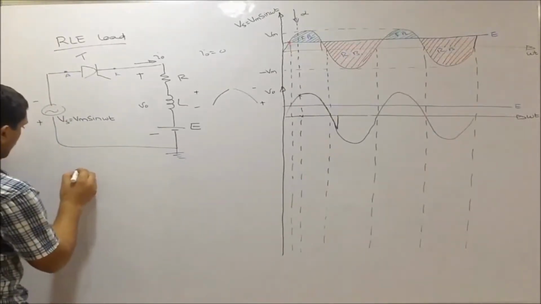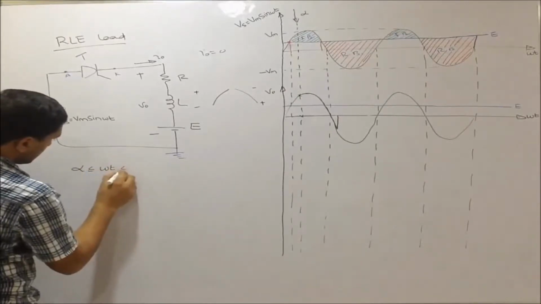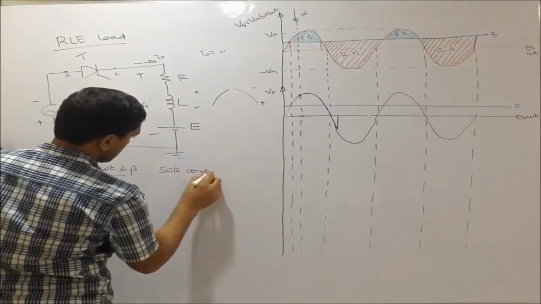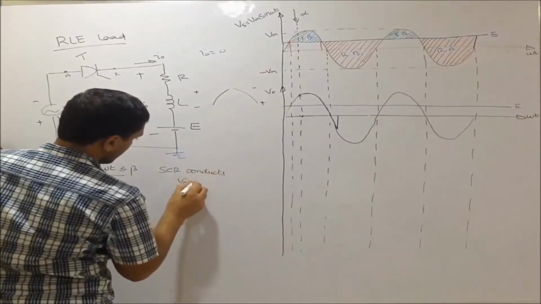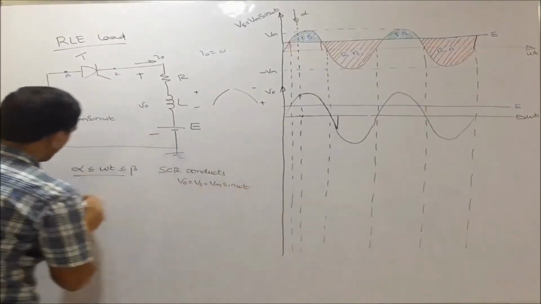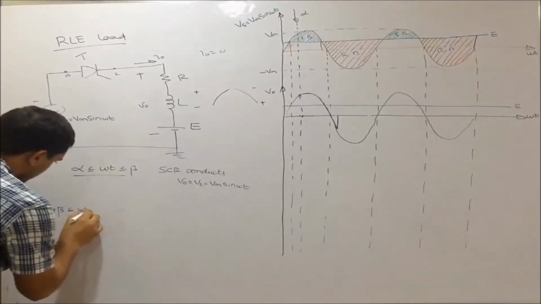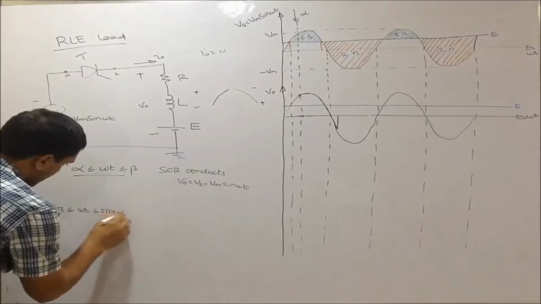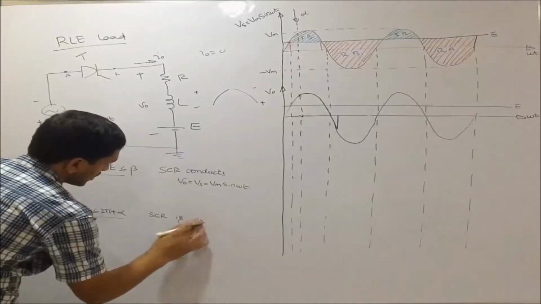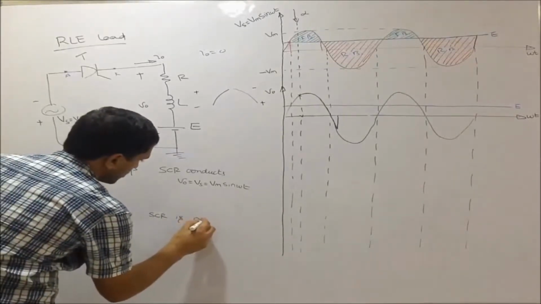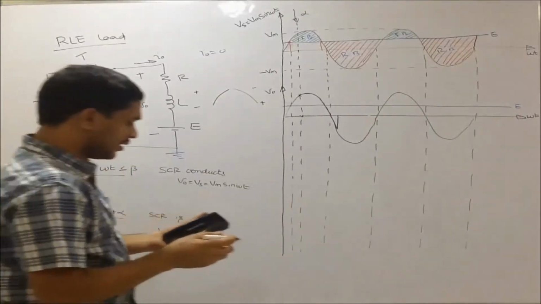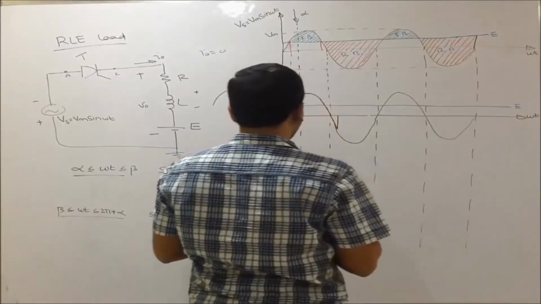From alpha to beta, SCR conducts, V naught equals Vs, that equals Vm into sin omega t. From beta to 2 pi plus alpha, SCR is off. So V naught equals E from beta to 2 pi plus alpha. The same thing I have to draw.